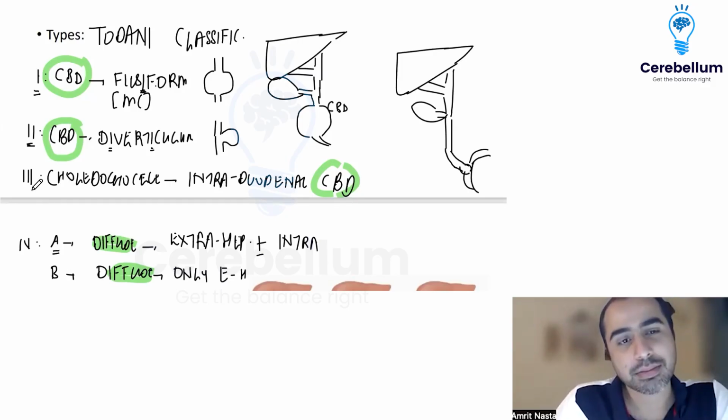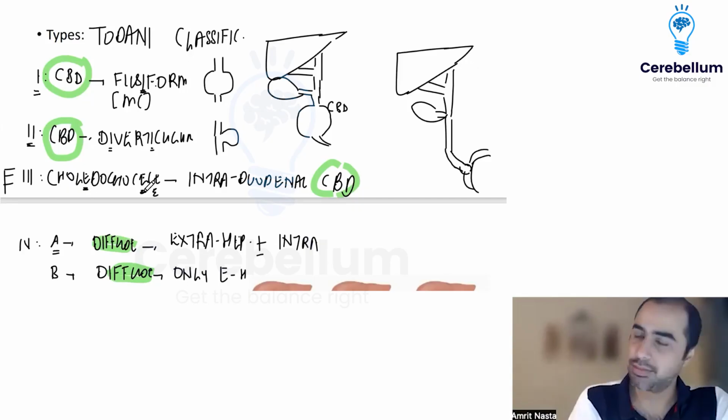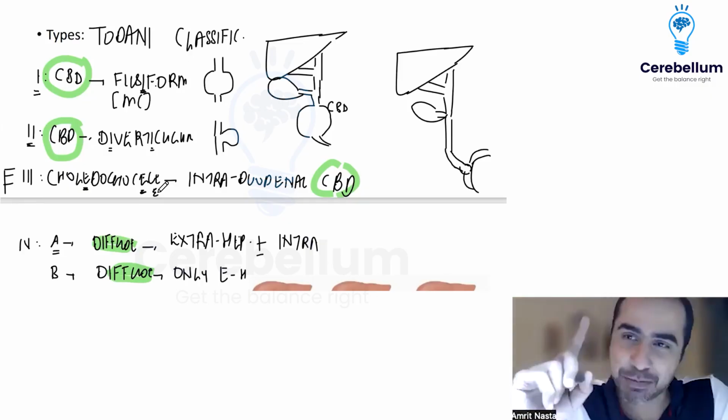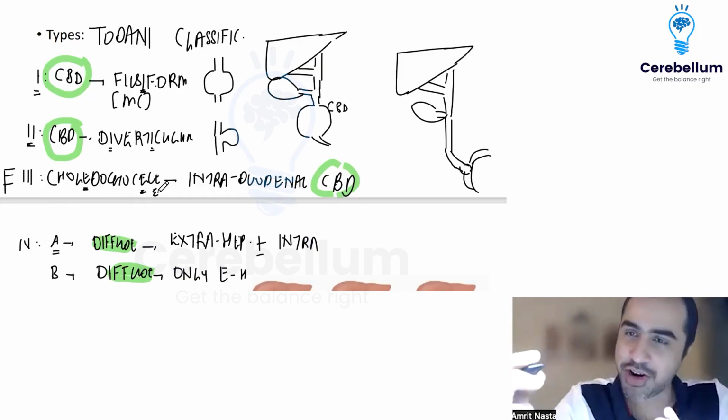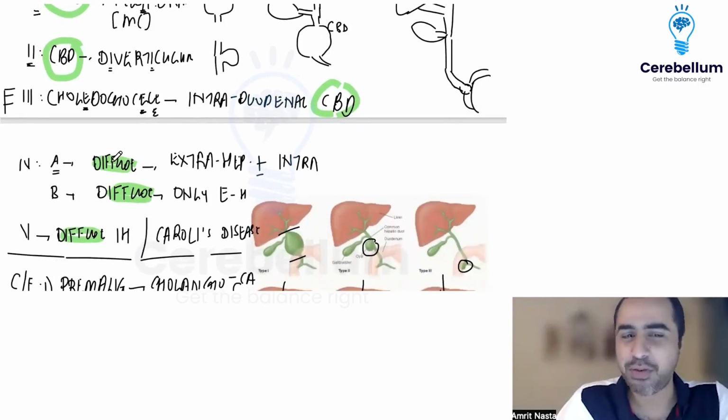Type 3, if you turn the 3, it looks like an E. There will be 3 E's in this. C, okay, choledochocele, but for that you need to know the spelling of choledochocele. So this is 1, 2, 3. 4 and 5 are easy, diffuse. 4 and 5 are easy, I have already told you about 4A.